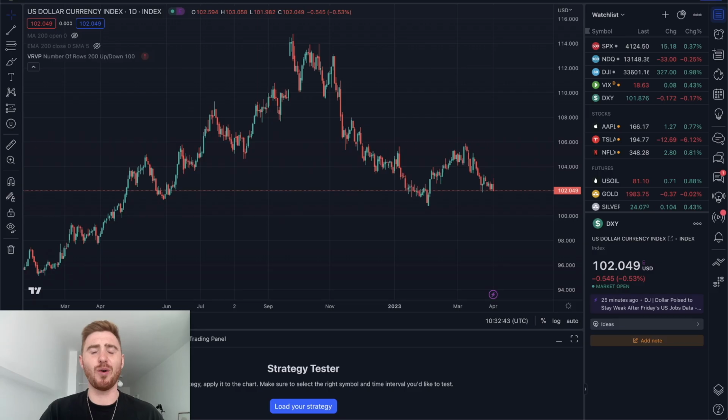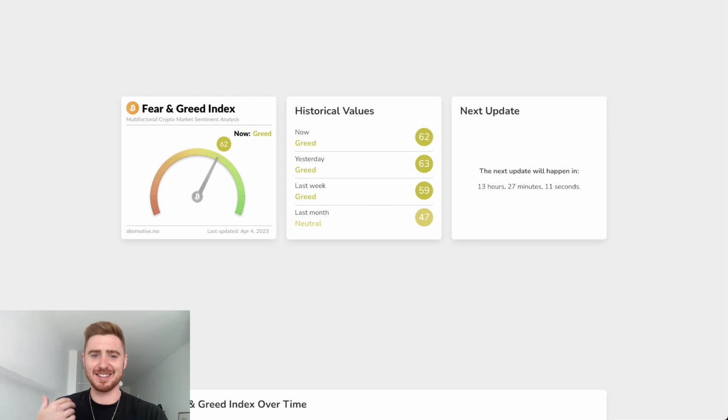Now, on top of that, we did also have the DXY trending downwards yesterday, which is of course good for our risk on assets. And the greed and fear index continues in greed as we speak. So like I said yesterday, and like I've been saying for the last few weeks, when we're in greed, this is an opportunity to maybe book some profits, but it also means that smaller cap projects may have an opportunity to run if we do continue with this greed momentum.